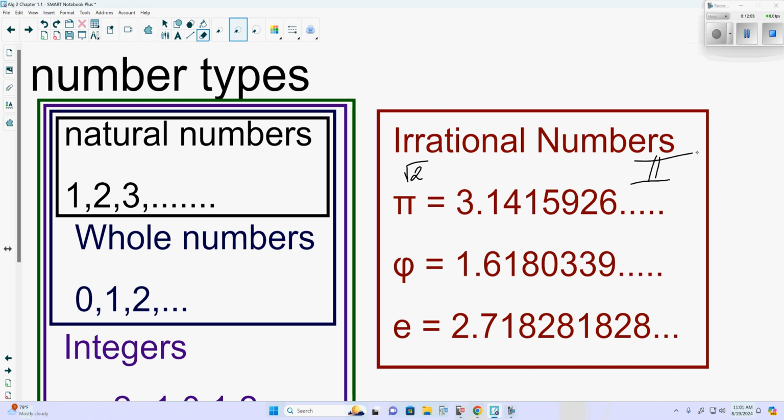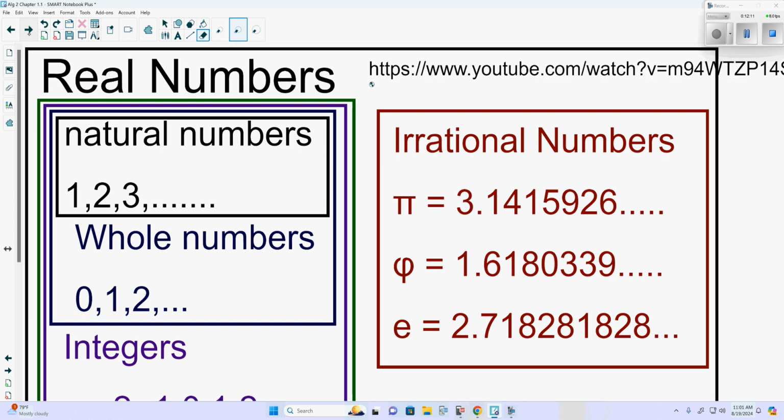And now, as I said at the beginning, we do have something that encapsulates all of this, and those are our real numbers. The real numbers is all of it, everything. And it is our R with 2 lines. So when we talk about this, we're talking about all of these numbers here.